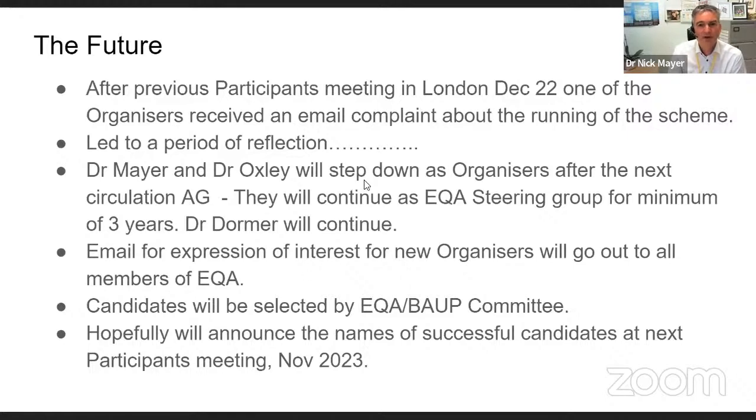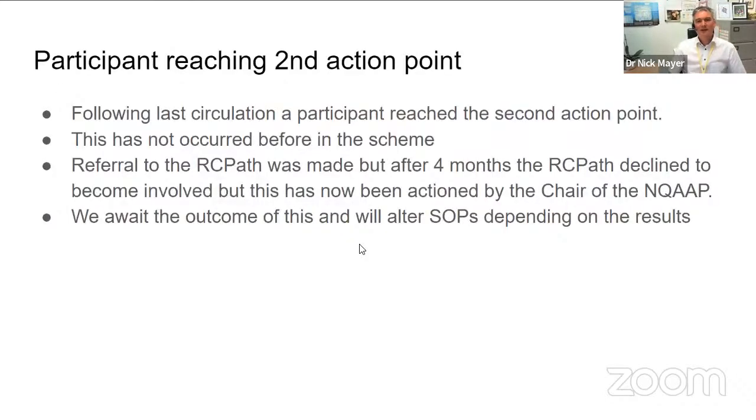There's one other issue just to flag, which is that for the first time in the scheme's history, someone has reached the second action point. And I think, John, you've been dealing with the college in relation to this more than I have. So you can give us a brief summary of where we've got, because it's created some real issues in terms of the governance structure of the EQA schemes, not just Uropath, but the other schemes as well, and who is responsible for the oversight and investigation of performance.